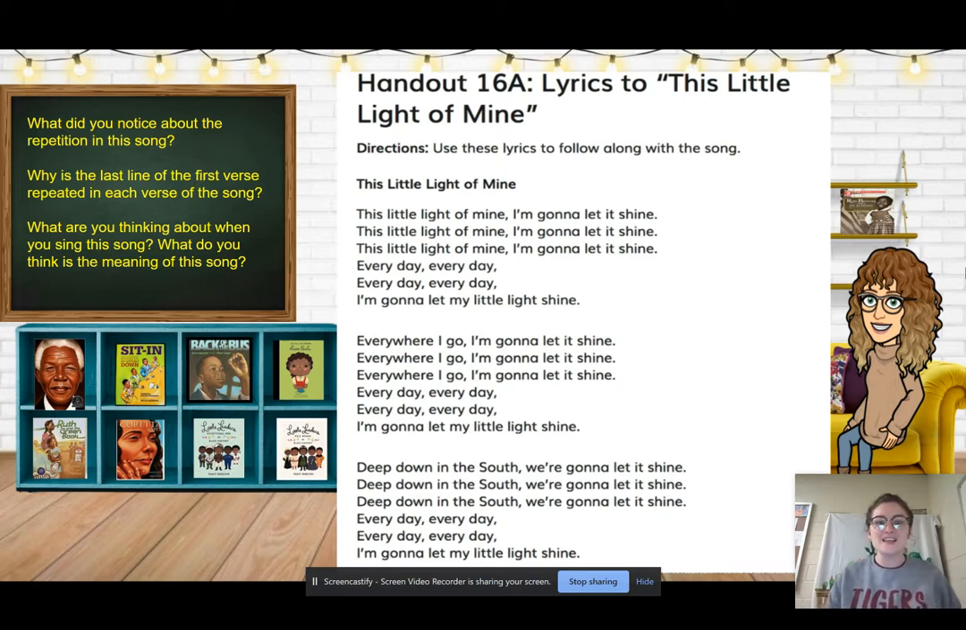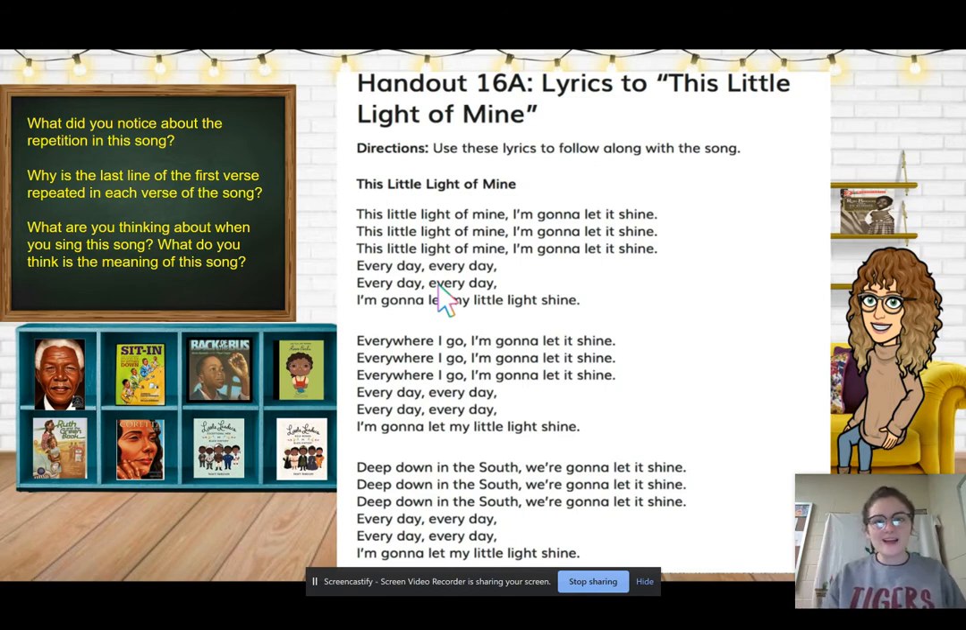All right, so that was the song, This Little Light of Mine. What are some things that you noticed about the repetition in the song? What were some words that were repeated over and over again? Tell me in the puzzle. So words that we heard over and over again, I heard little light, shine, over and over again in every verse. So every chunk of the song, we heard the word shine. We also heard the words every day. And in each verse, we heard the words every day four times.